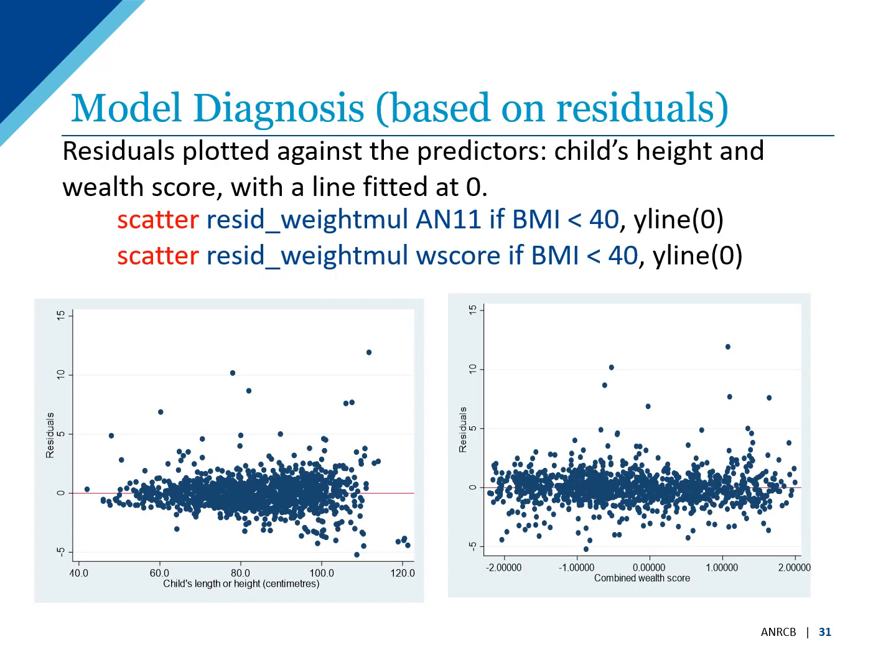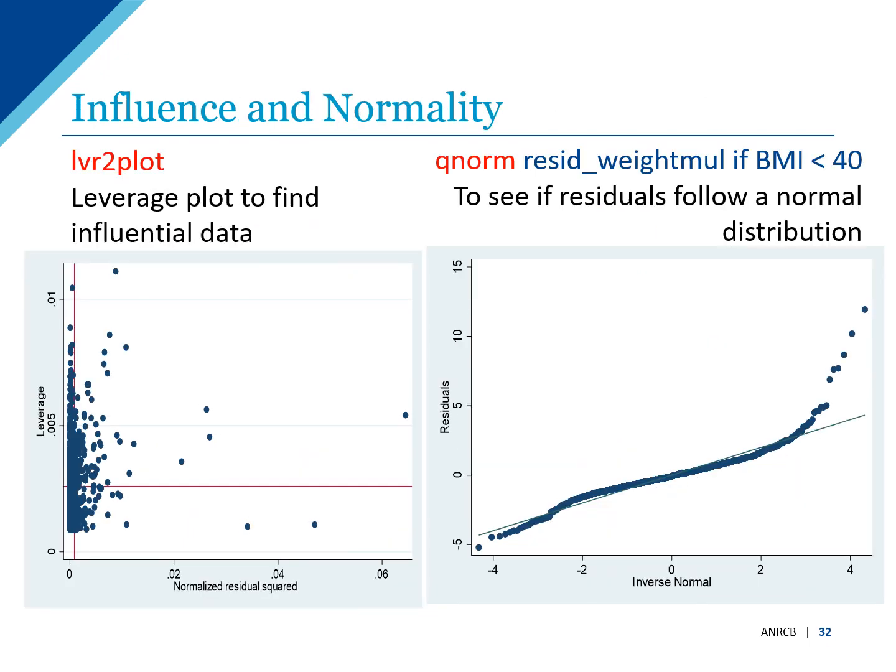We still run our model diagnostics, so we make sure this is a good fit. These are our residuals plotted against child's height on the left and against combined wealth score on the right, our two predictors in the model. How do they look to you? When we do our check of the normality assumption, we plot the residuals against our leverage to find the influential data points, and we plot our residuals on a QQ plot to see if they are normally distributed. What do you think? Do you see any influential outliers?